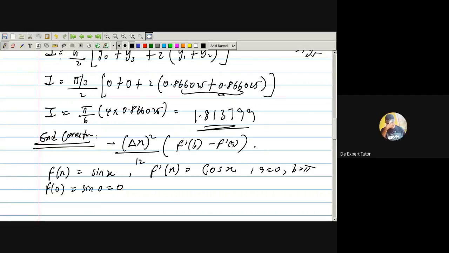Wait, no. I mean f prime of 0, sorry. I meant to say f prime of 0. Remember, f prime of a. Our a is 0, f prime of 0. Our f prime of 0 is what? Cos 0. Cos 0 is 1.